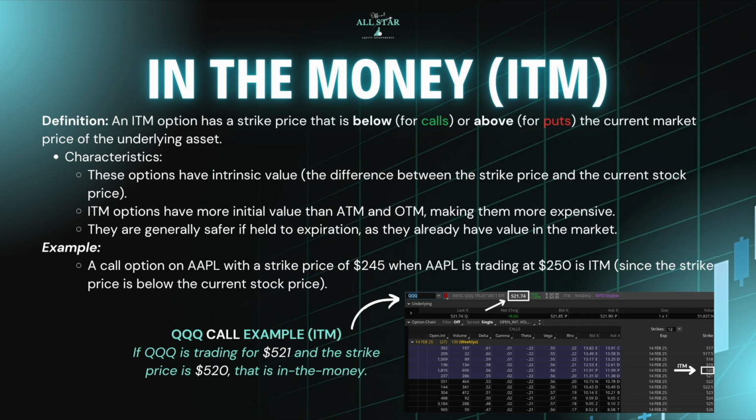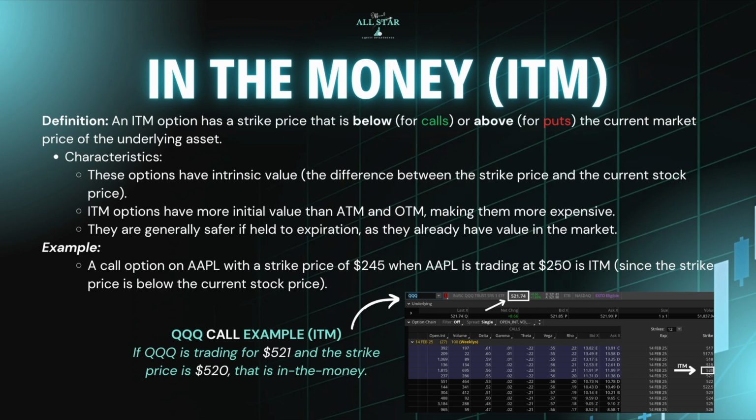Now, these characteristics of options have intrinsic value because it's the difference between those two numbers, and these in the money options have more initial value, making them more expensive, hence why you also end up making more on the back end. And another bonus to this is that they are generally safer if held to expiration, since they already have the value in the market to begin with.